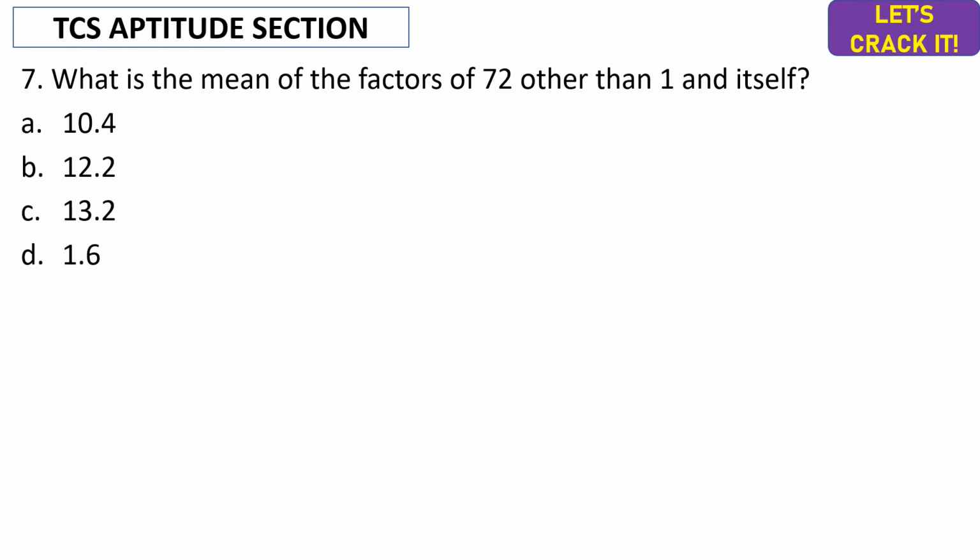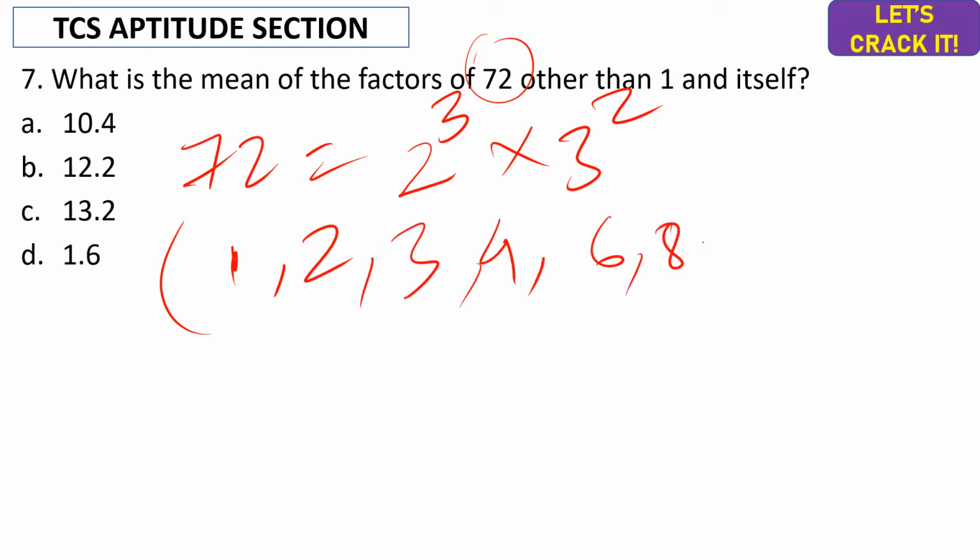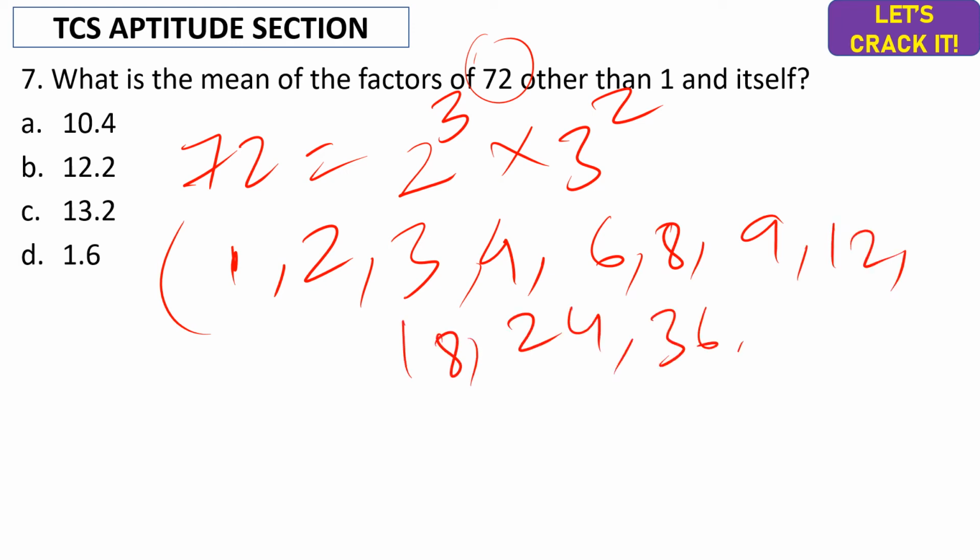And next here comes a question: what is the mean of the factors of 72 other than 1 and itself? For this kind of question, the first step is we need to represent the number in prime factorization. The 72 can be represented as 8 into 9. So 8 can be represented as 2 cube and 9 as 3 square. So 2 cube into 3 square is the prime representation. Now I need to write all the factors from this: 1, 2, 3, 4, 6, 8, 9, 12, 18, 24, 36 and 72.